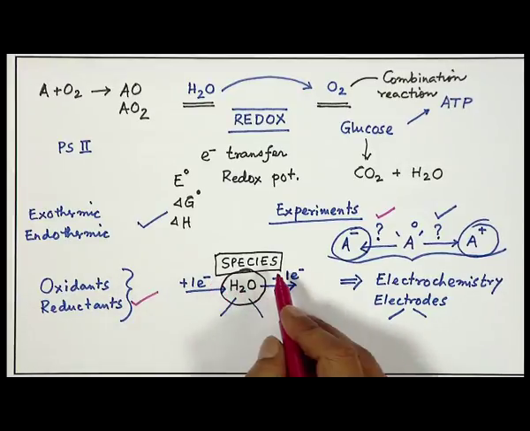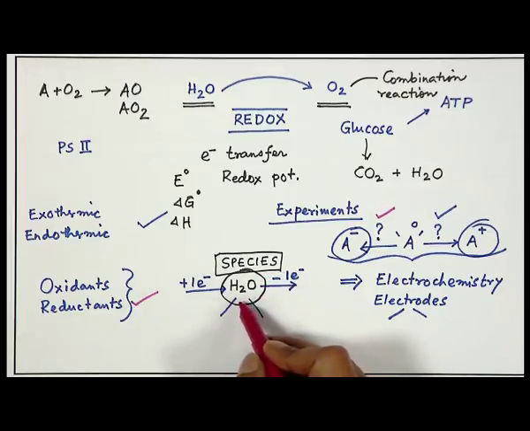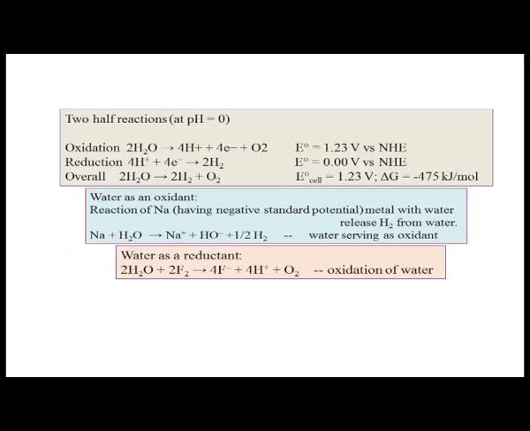Some species will be there which can function as an oxidant during the reaction of this H2O. The textbook example for water as a reductant is this: 2H2O plus 2F2 gives 4F minus, 4H plus and O2. This is a typical example of oxidation of the water molecule, where fluorine is the oxidizing agent.